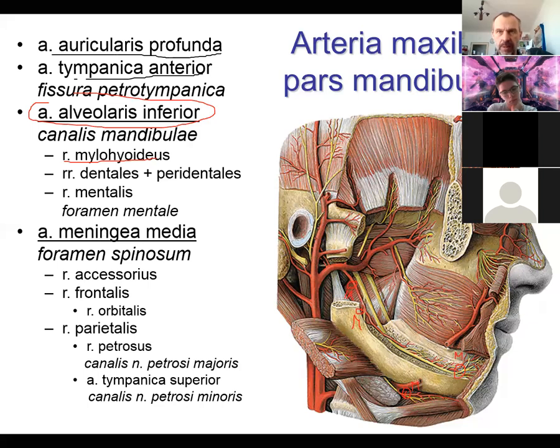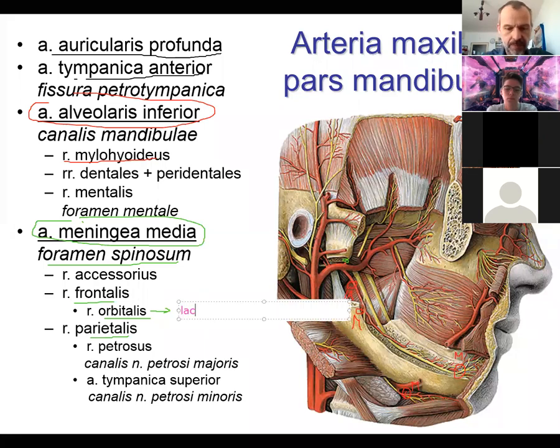And the last branch, clinically the most important, is the middle meningeal, which is hidden here. It goes into foramen spinosum together with the meningeal branch of mandibular nerve, and then it ramifies inside the skull. Where is the groove for it? And it gives frontal and parietal branch. The frontal comes as far as the orbit and anastomoses with the lacrimal artery. We will talk about the lacrimal artery in some minutes. So there's an anastomosis with the lacrimal artery.